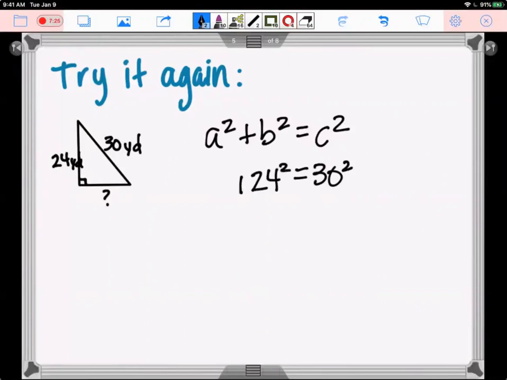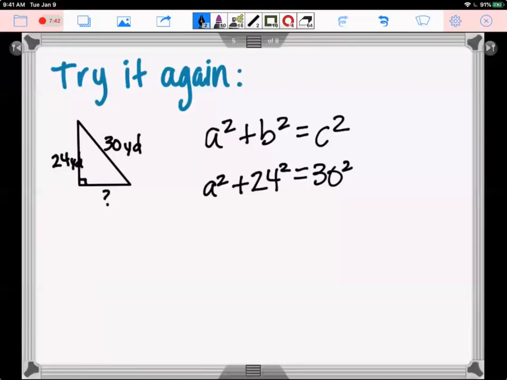24 squared plus, do we know the other leg? No, so we leave it a variable, a squared. All right, we do what we can do at this point. We do whatever math we know how to do. And the next step is to do the exponents.